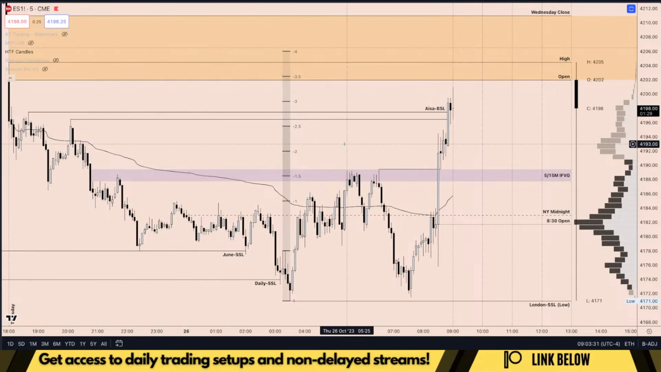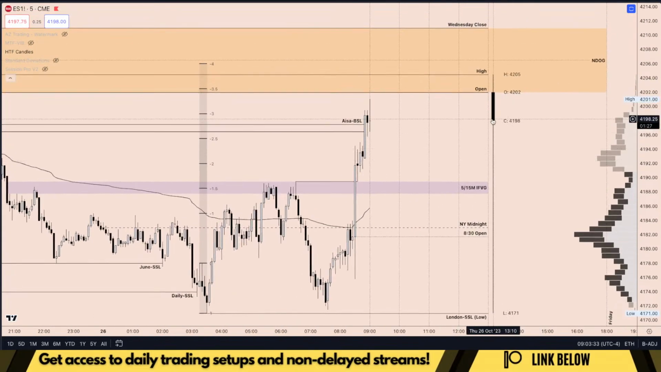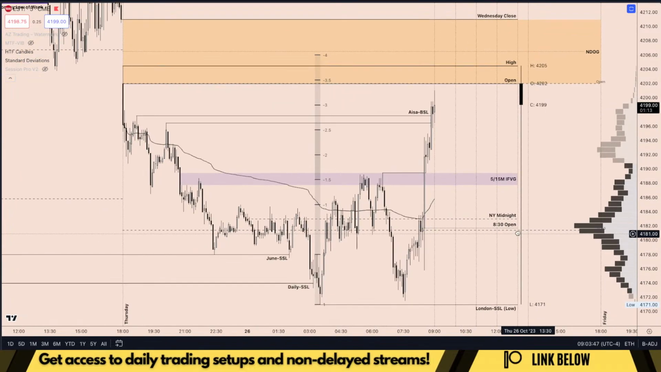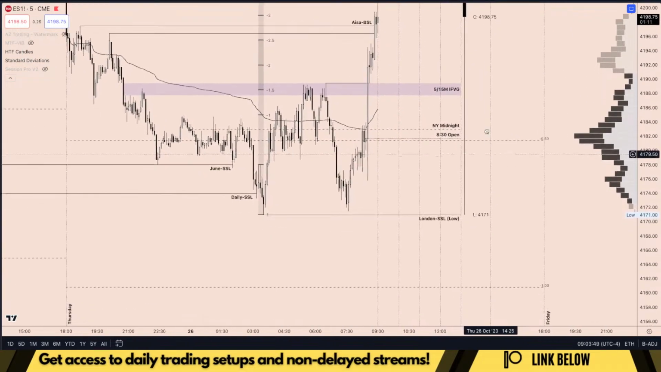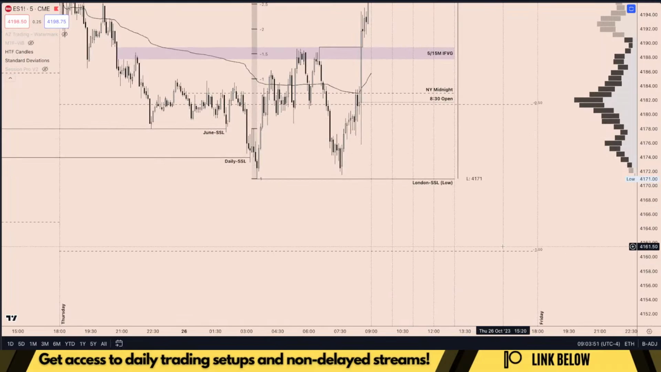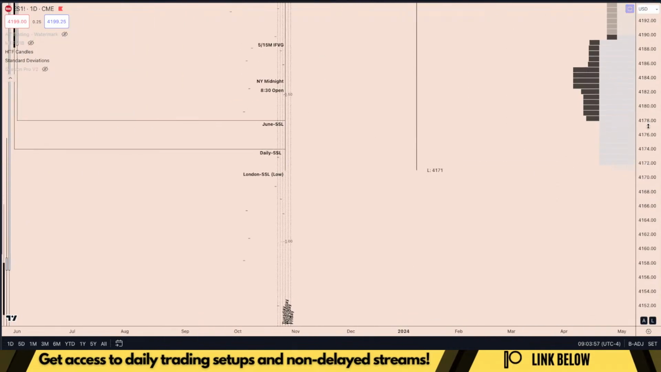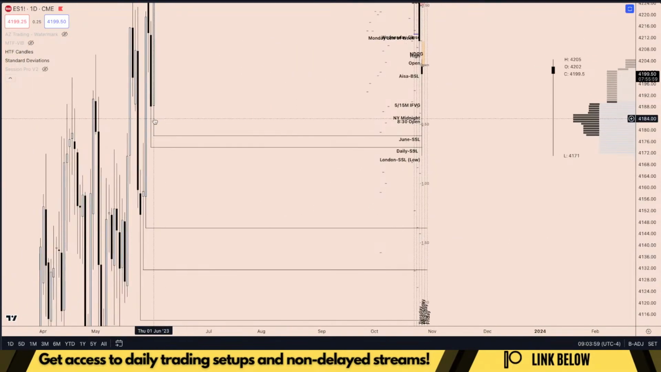Let's look at the daily candle right now. Already saw a very strong rejection on this daily candle. We have the high, the open, current close, and the low. In terms of standard deviations, we already hit the negative 0.5. The negative 1 would be all the way down here. But if we go to the daily time frame, there's not really much sell side liquidity left.